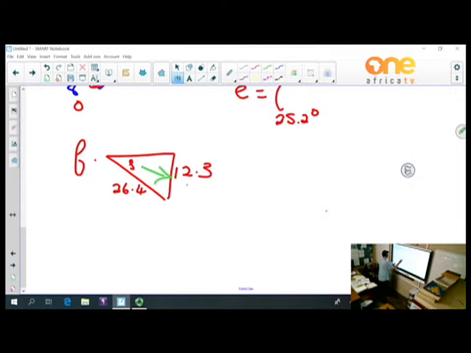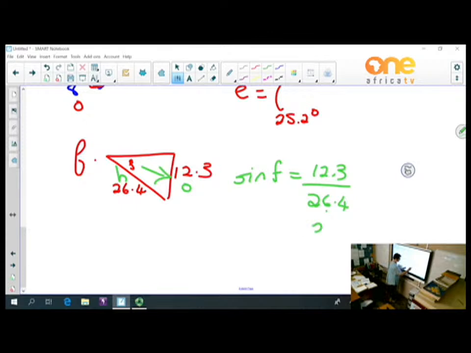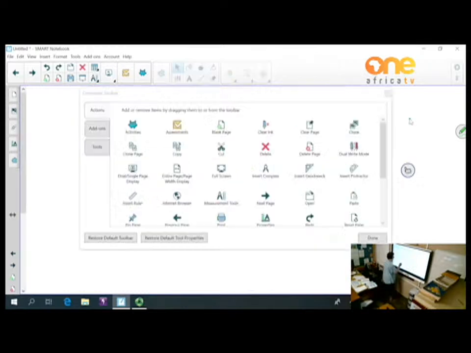This one is again opposite. This is the hypotenuse. So sine F is then equal to 12.3 over 26.4. We want the angle, that's why we use second function sine this time, and it is then 12.3 divided by 26.4, close the calculator, is equal to 27.8 degrees. So now we've looked at all the different methods that we have.